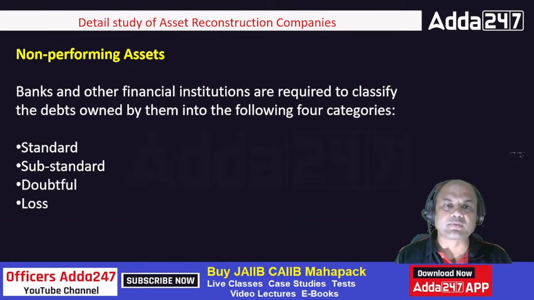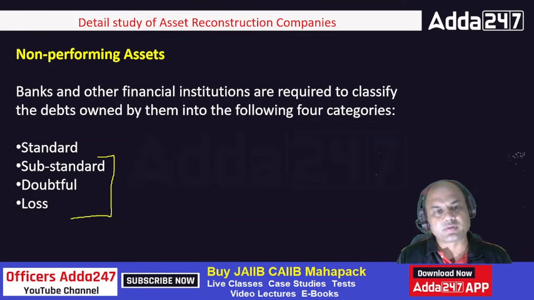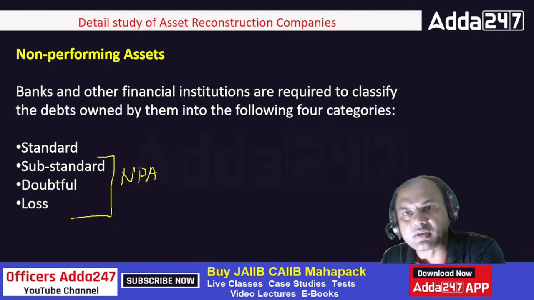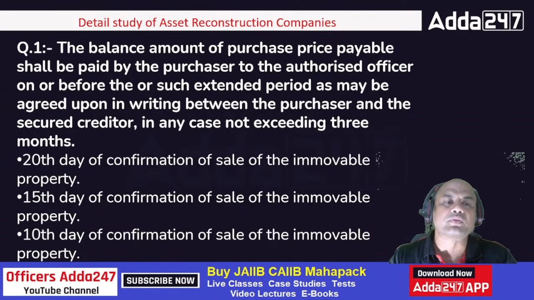What are NPAs? Banks and other financial institutions are required to classify the debts owned by them into the following four categories: standard, substandard, doubtful, and loss. Standard is okay; standard is not an NPA. The remaining three are NPAs. Got it? Now let's come to the questions.